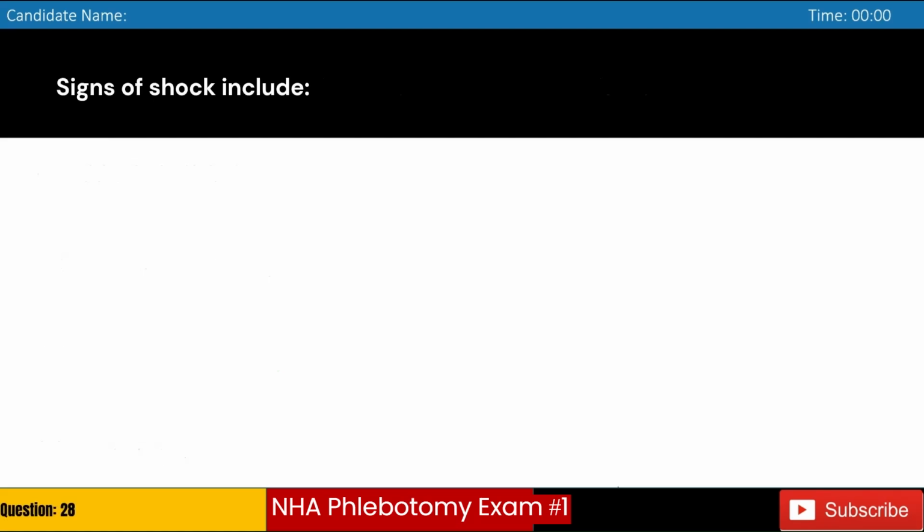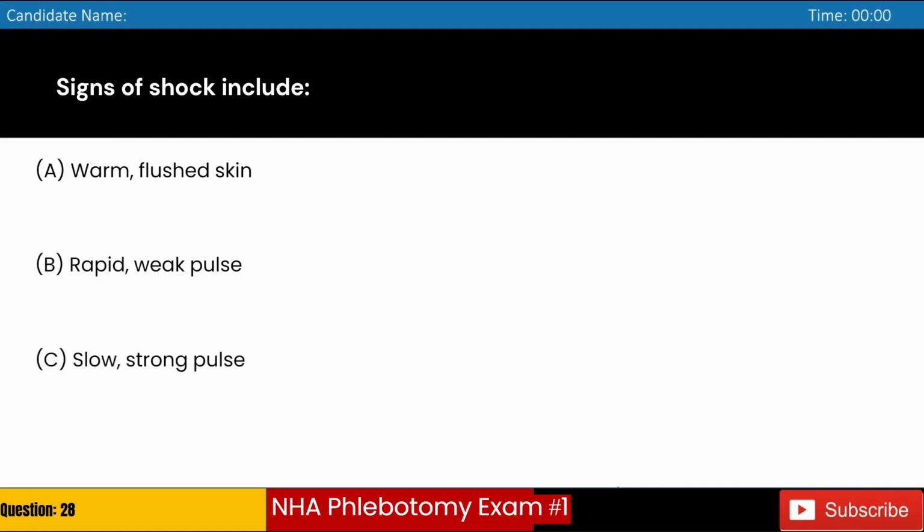Signs of shock include: A. Warm, flushed skin. B. Rapid, weak pulse. C. Slow, strong pulse. D. High blood pressure. Answer B. Shock is characterized by a rapid, weak pulse and other symptoms like pale, cold, clammy skin.